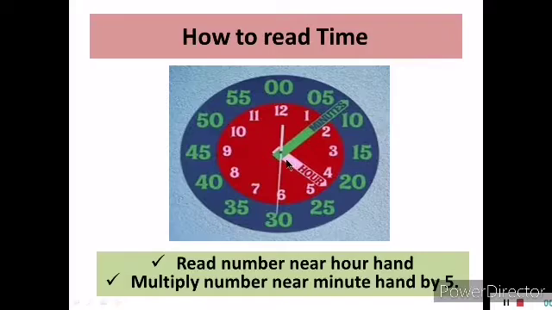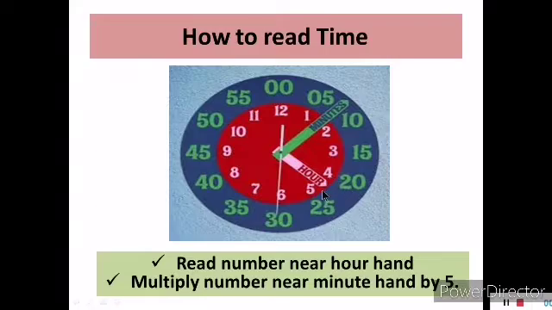You have to see the short hand and the long hand. Whatever number is near the short hand, that is the hour. See here it is near 4. So the hour is 4. So first you have to tell 4. And then you have to tell how many minutes have passed. It will always start from this 12. When the short hand is at 4 and the long hand is at 12, that means the time is 4 o'clock. Whenever the minute hand is at 12, there are no minutes, it's 00. So it is 4 o'clock.